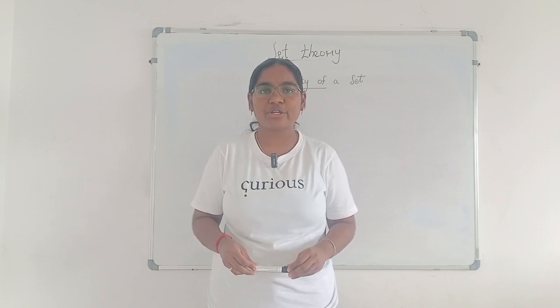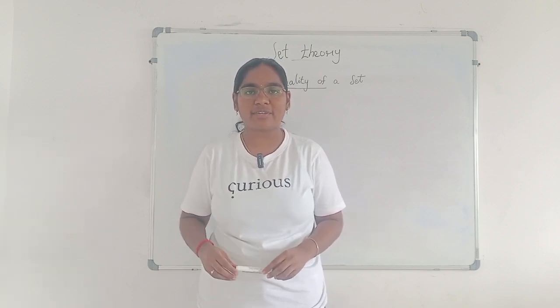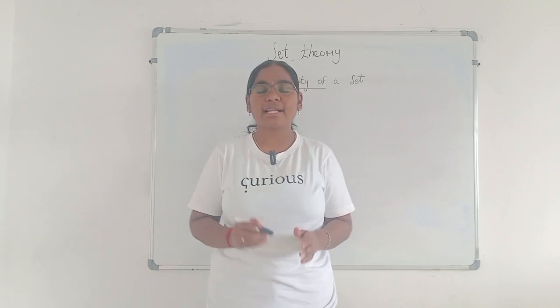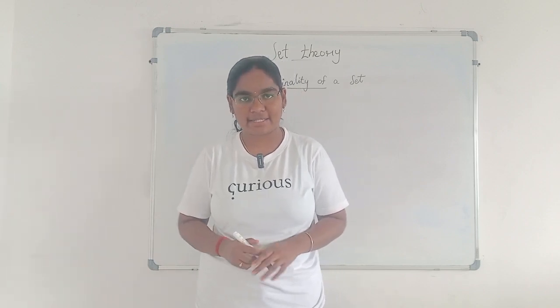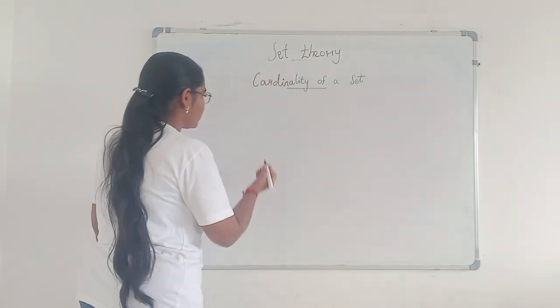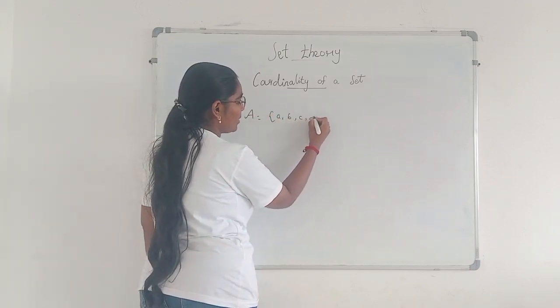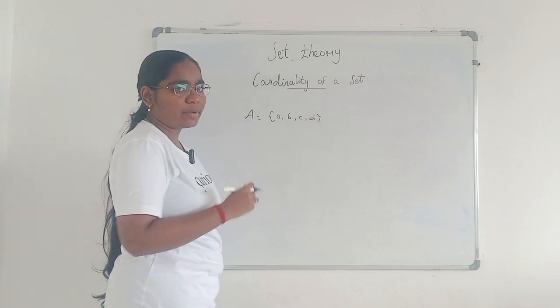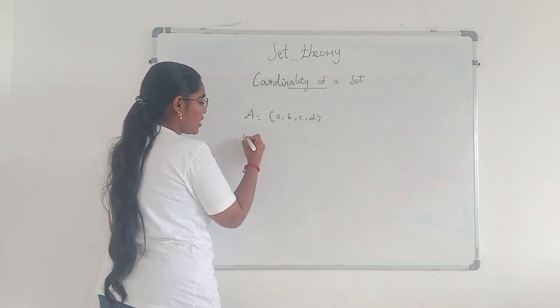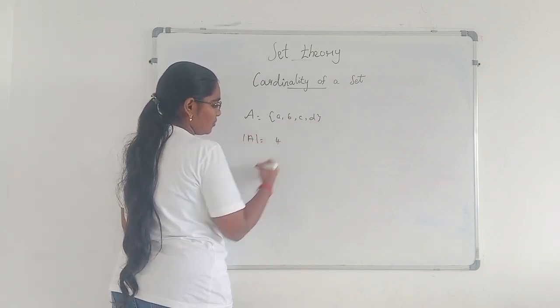In today's class, we are going to learn the concept of cardinality of a set in set theory. Cardinality means the number of elements in a set. A equal to {a, b, c, d}. Here, the number of elements is 4. So, cardinality of A is 4.